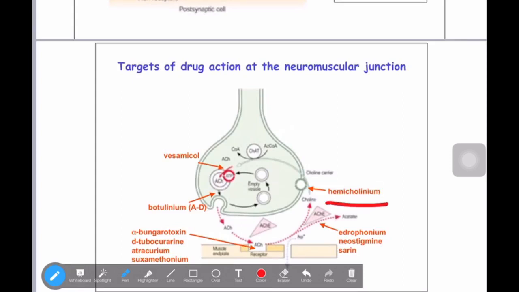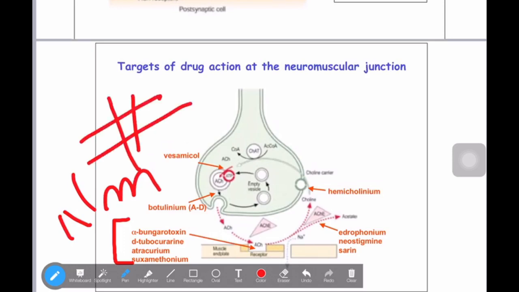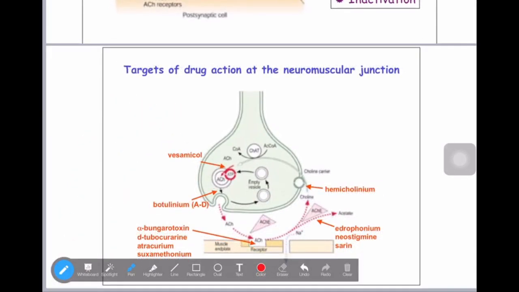The first drug we have studied is hemicholinium, the second is vesamicol, the third is botulinum, and the fourth group we are going to read about is NM blockers, the neuromuscular receptor blockers. They are antagonists of the NM receptor. These four drugs are alpha bungarotoxin, D-tubocurarine, atracurium and succinylcholine. They block the NM receptor, which belongs to the parasympathetic receptors.